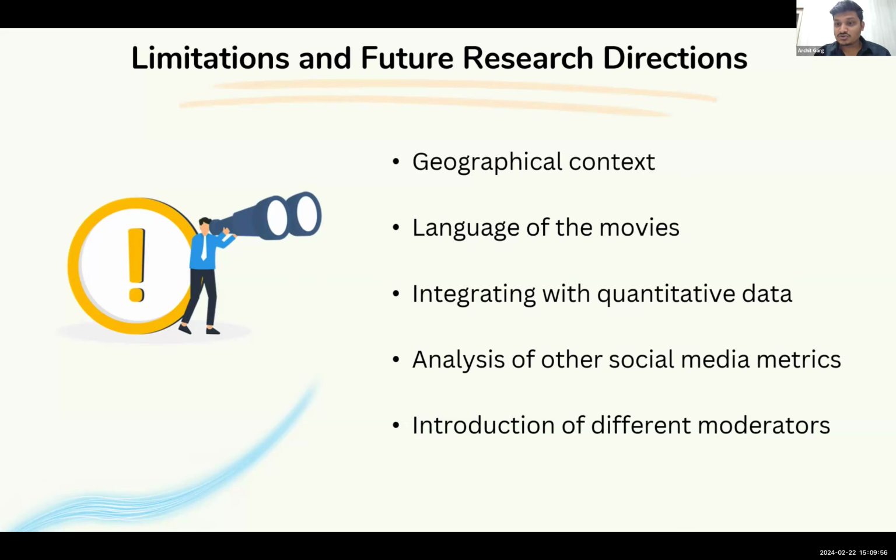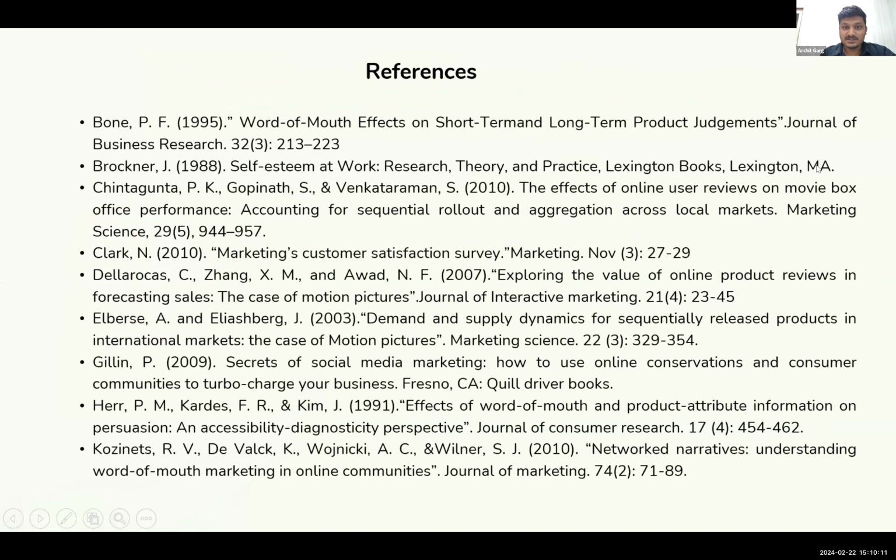Now, analysis of other social media metrics like click-through rate and other parameters. Also, the study in future can include different moderators. These are the references.